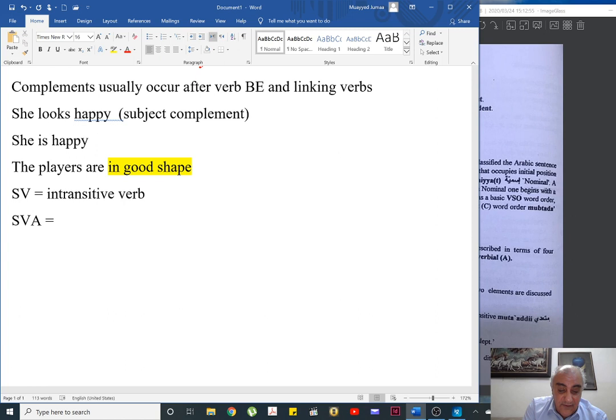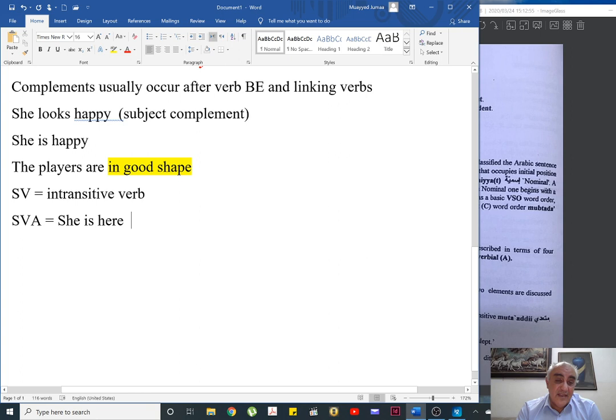She is here. Here is the adverb of place. She is here. Now you cannot delete the adverb here, because if we delete it the sentence would be incomplete. She is... what? So we have to say she is here.